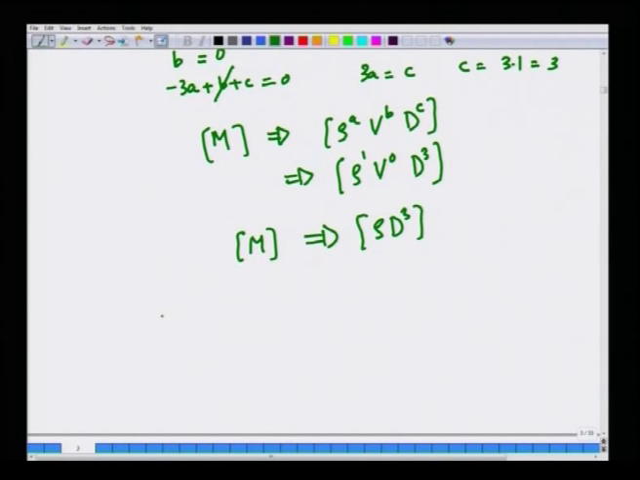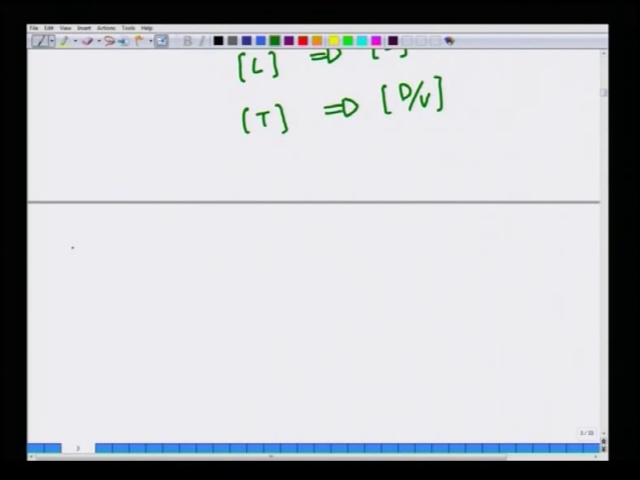Likewise, you can get the other two dimensions in the following way. So, this is the mass dimension. The length dimension is trivial because you can choose d as the length dimension, and for the time dimension we can just choose d by v. So, d by v is a time scale. With these three we can now non dimensionalize the remaining three variables.